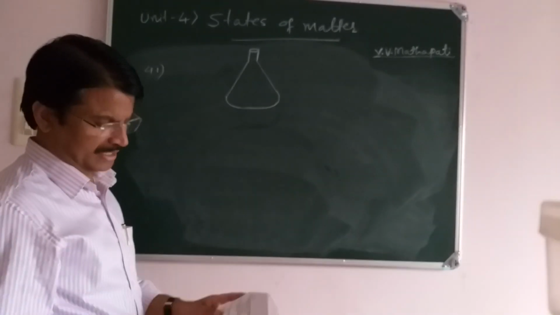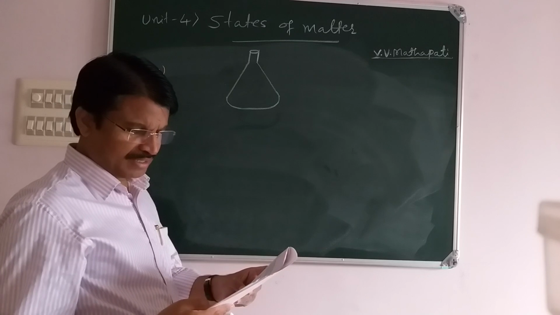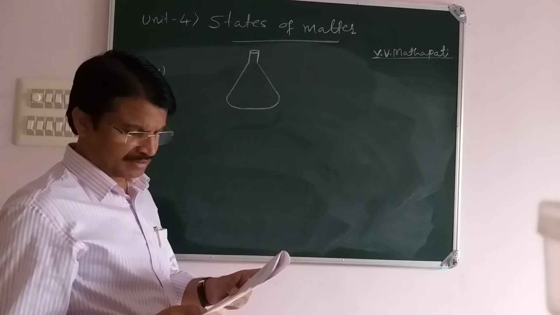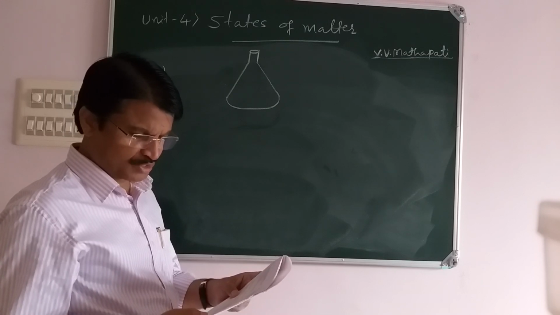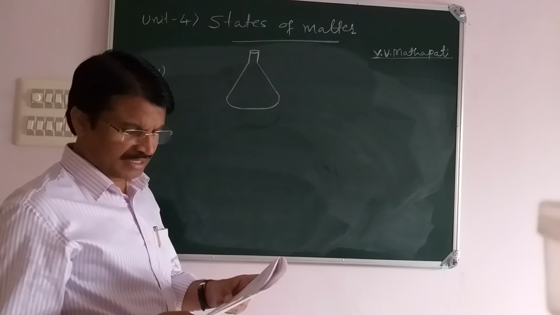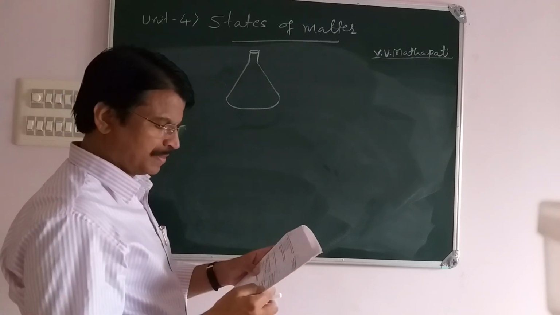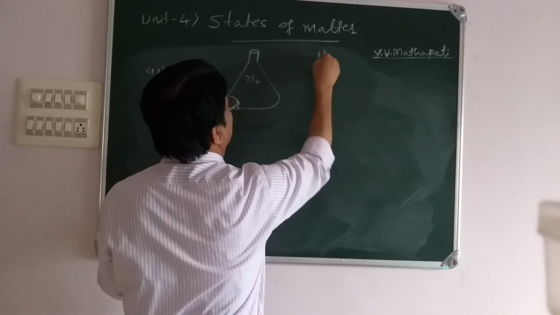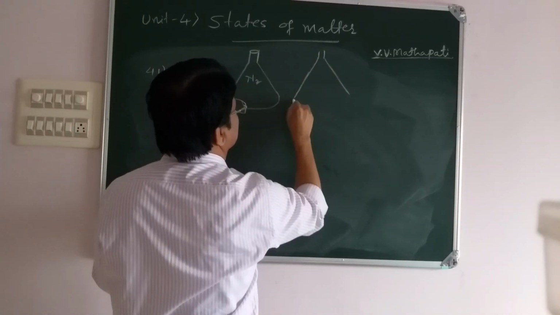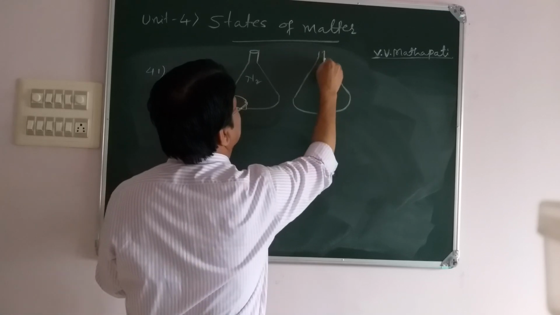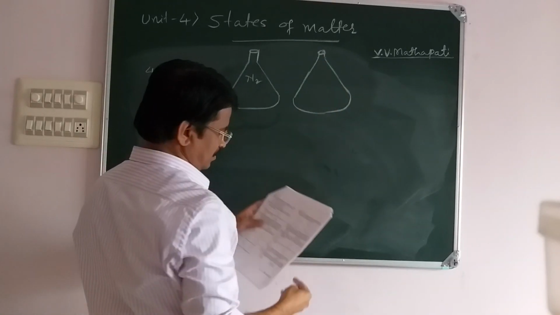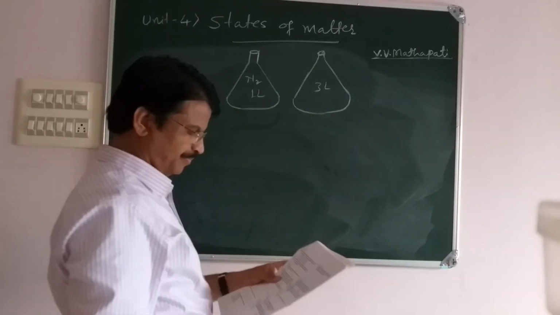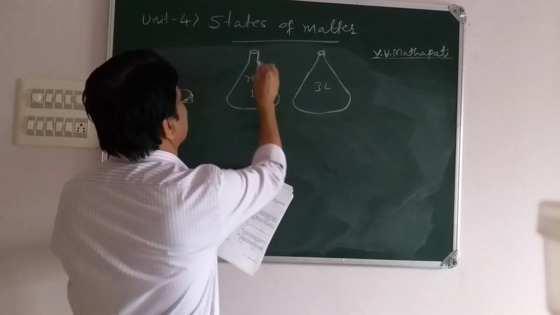Consider this 1 liter flask. N2 is found in a 1 liter flask at 100 kilopascal pressure, and oxygen is found in another 3 liter flask. N2 in the 1 liter flask and one more 3 liter flask: 1 liter, 3 liter.